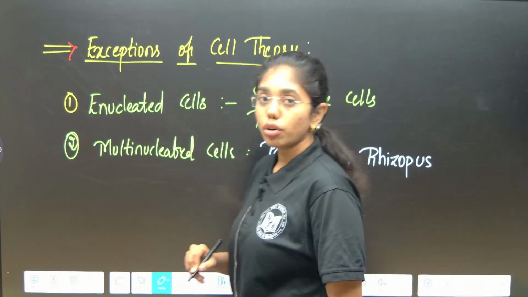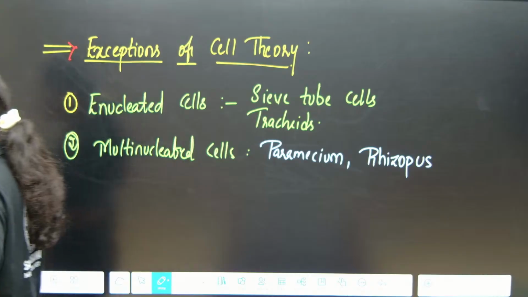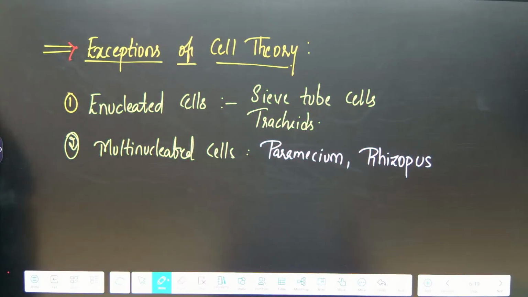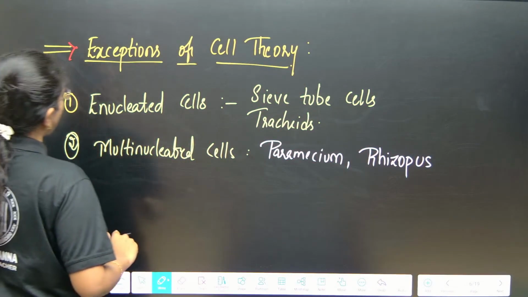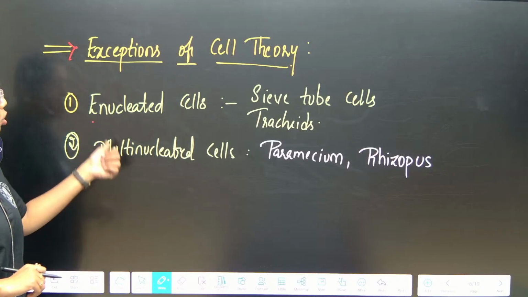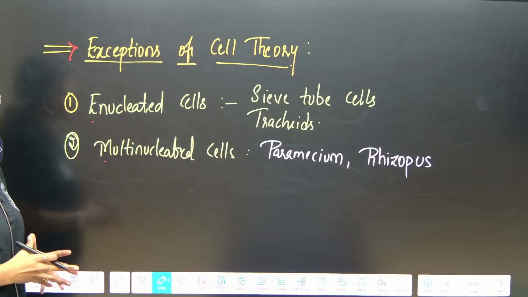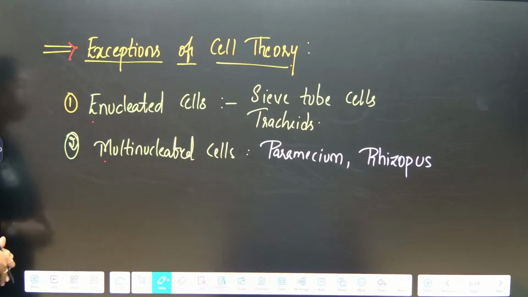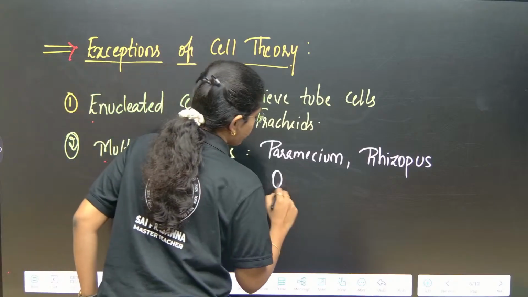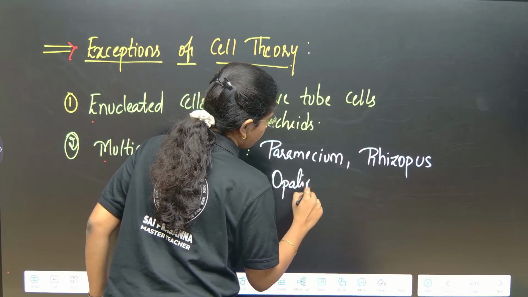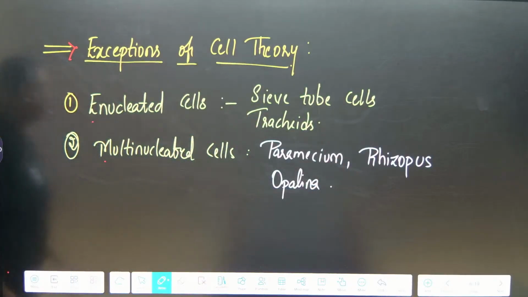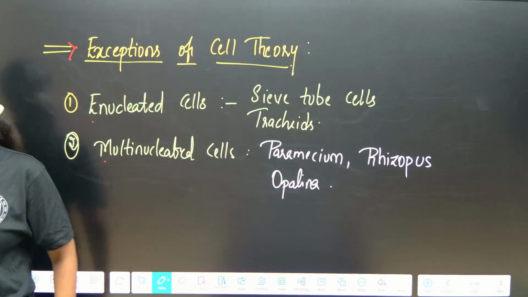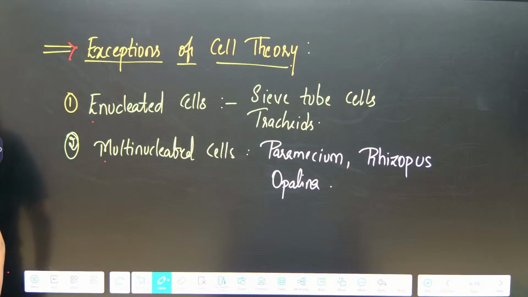So, to these cells again cell theory is not applicable. To enucleated cells and to multinucleated cells, cell theory is not applicable. Any more examples? Opalina, which exhibits a multinucleated condition. Clear? Take down these examples carefully. If you have any doubt, just let me know.